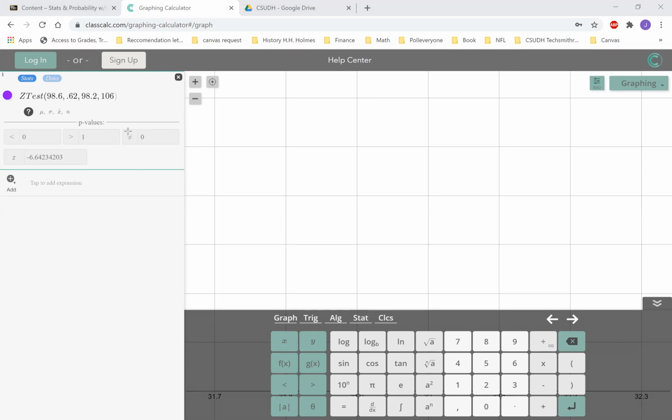Okay. So if you look at our z value, our z value is negative 6.64. If you look at the p value, it's telling us it's pretty much 0. So let me write that down for the notes. We're going to say z is equal to negative 6.64, and we get a p-value which is pretty much 0. All right, so let's go back to my iPad.